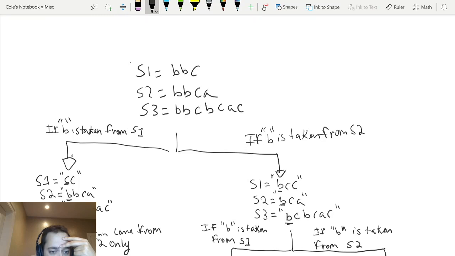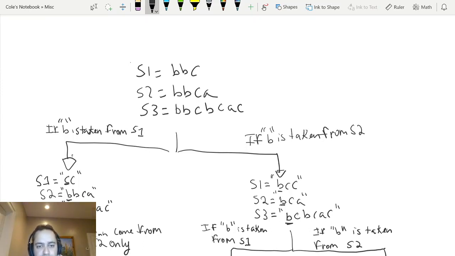Then we compare our first character of S3 with either of the two first characters in S1 or S2. And we see that the B in S3 can only come from S2. So again, we're going to recurse. We're going to consume the character. So now our problem becomes S1 equals CC, S2 equals BCA when we consume that character, S3 equals, after we consume the character, CBCCAC, and so forth. And we continue in this progression.